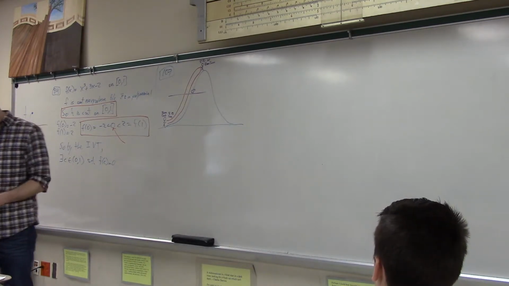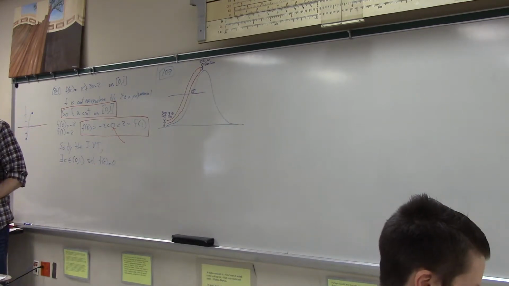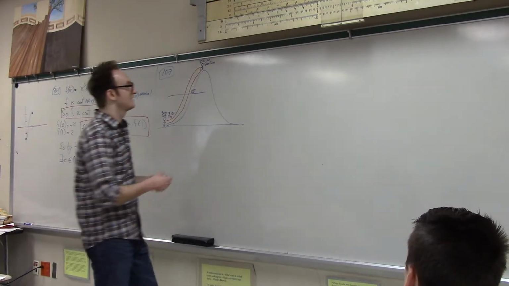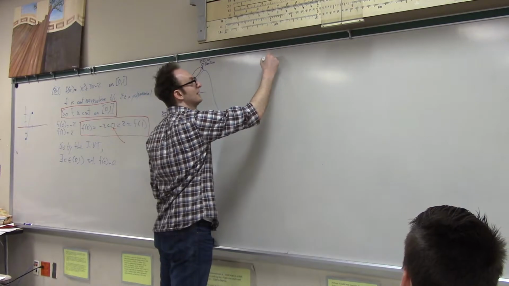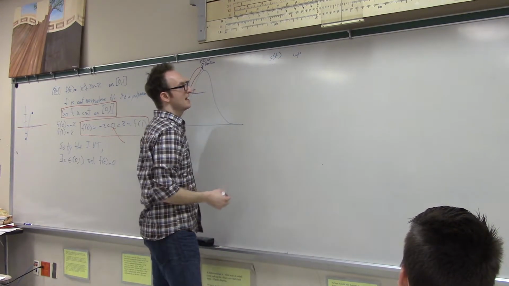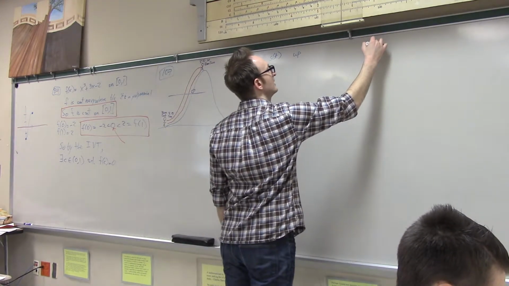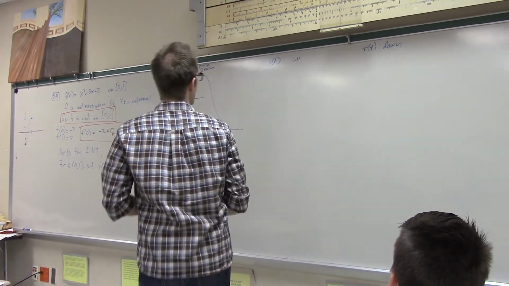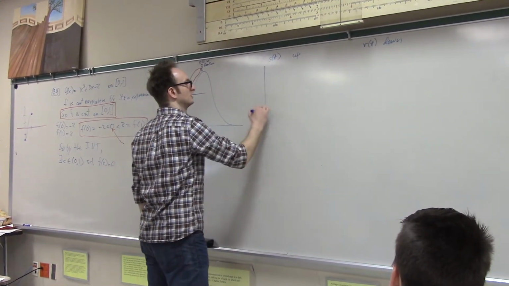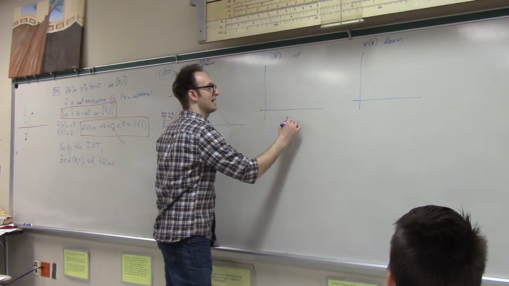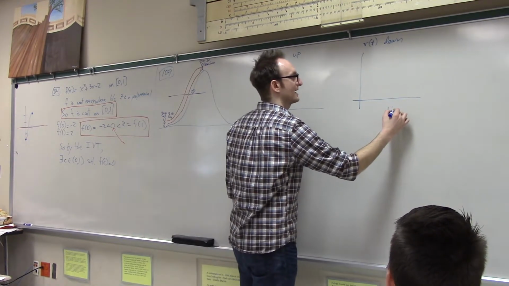The hint says, let S of t and R of t be the position functions for the runs up and down the mountain. So let's just do that. Let S of t be the up-the-mountain function, and let R of t be the down-the-mountain function. So what do these functions look like? Well, we can sketch them. We can put time over here on the x-axis.